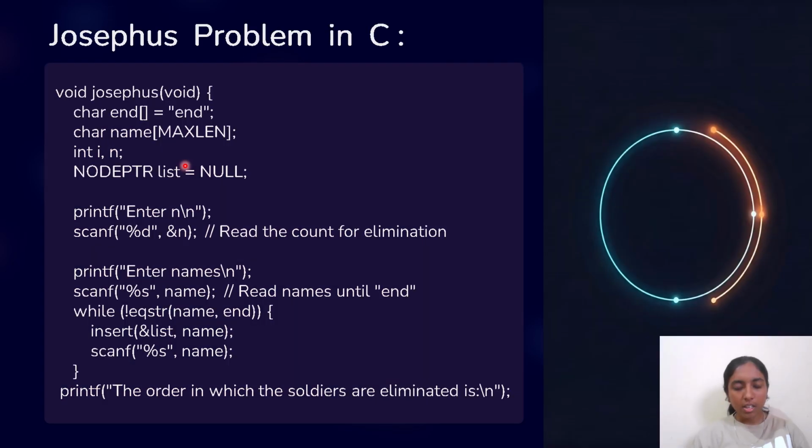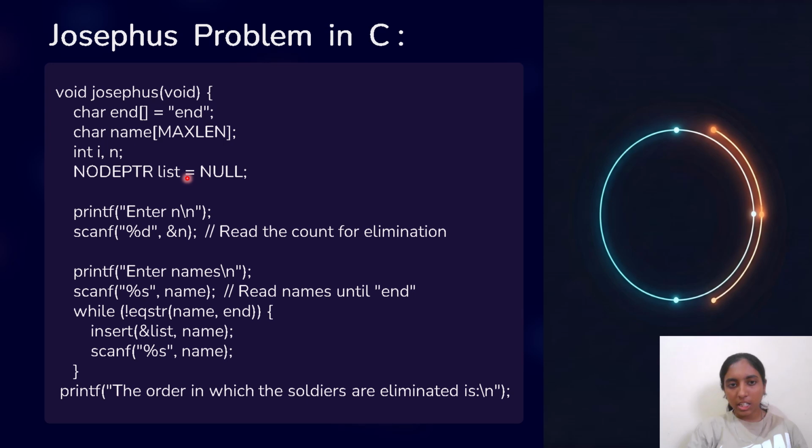In this slide, we are going to see the Josephus problem in C implementation. This is the main function that solves the Josephus problem. The string is used to stop reading names from the user. If the user types end, we stop inserting names into the list. Next, we have declared a character array name to store each input name, and MAX_LEN is a predefined constant representing the maximum length of a name.